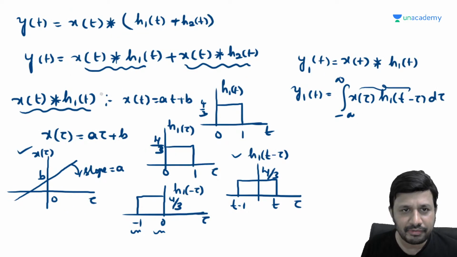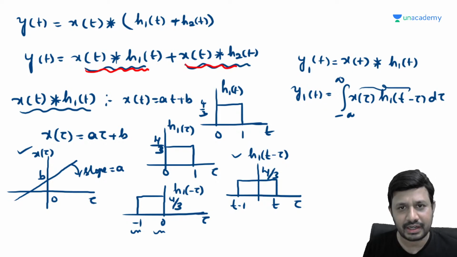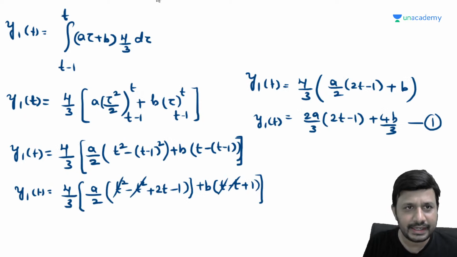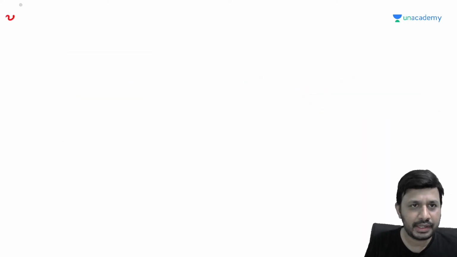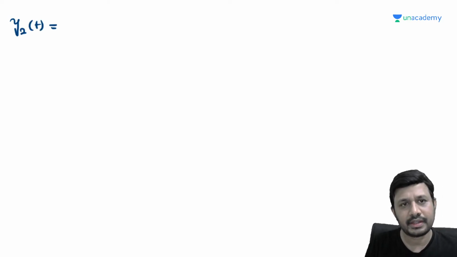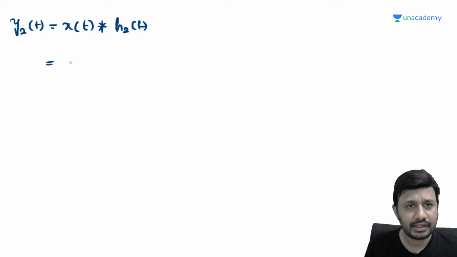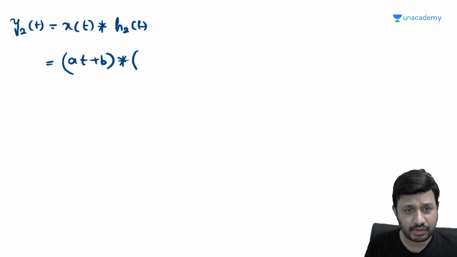So I'm able to find out now x of t convolved with h1 of t. What is left over? x of t convolved with h2 of t is very simple. Let's find out in the next slide. I'm going to the next slide. y2 of t is nothing but x of t convolved with h2 of t. But what is x of t? at plus b convolved with h2 of t.